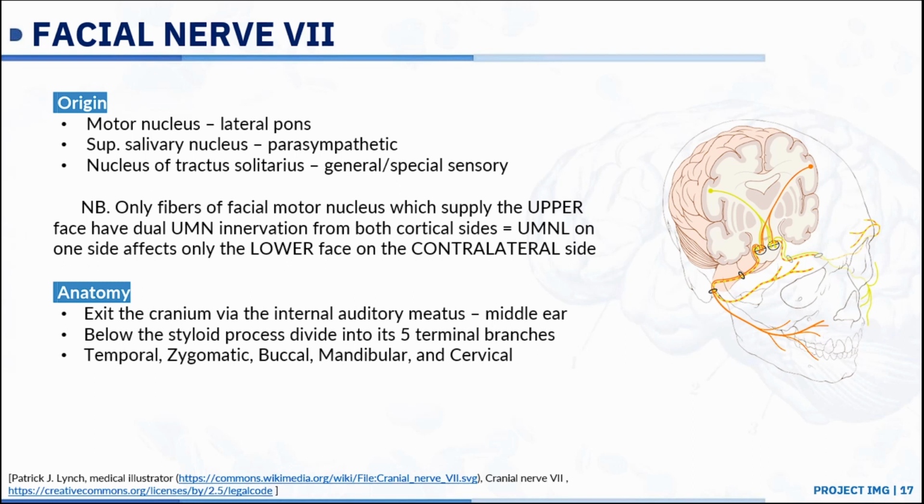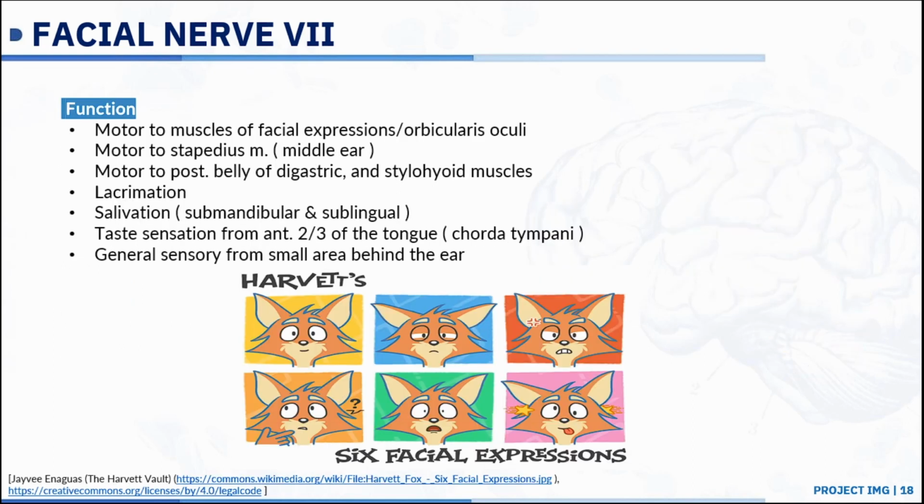Anatomy: exits the cranium via the internal auditory meatus, middle ear, below the styloid process, and divides into its 5 terminal branches: temporal, zygomatic, buccal, mandibular, and cervical.